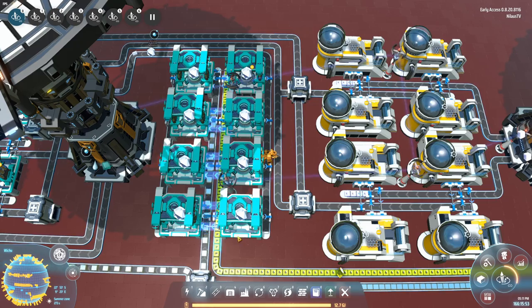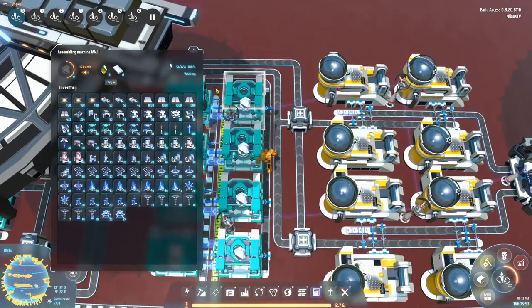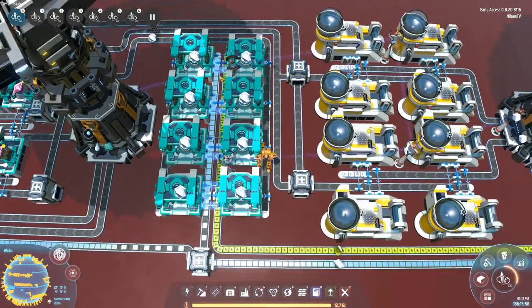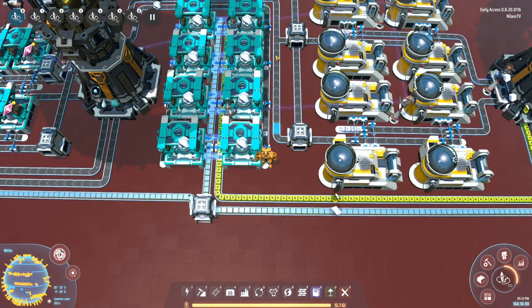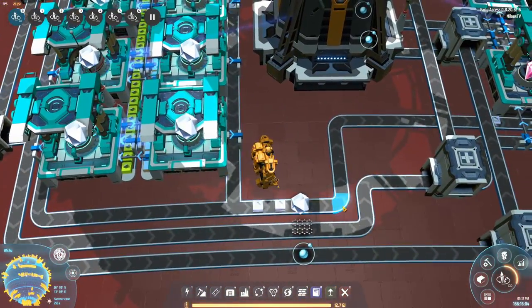Am I panicking a bit? Yes, but no. They're just being consumed here, and then they will gradually, all of them, start working. And they will now make the titanium crystals. They are moving all the way down here, going here, consolidating on this belt.